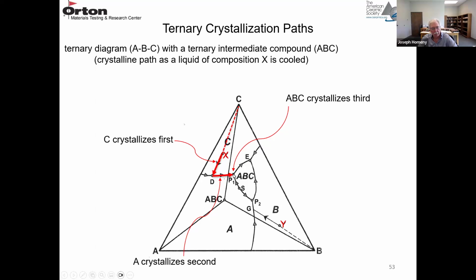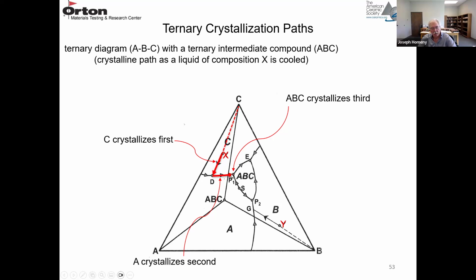We move in this direction. A is now crystallizing out because we're in the A phase field, and we finally end up at this point, P1, this peritectic point. There's 2 peritectic points, P1 and P2, and a eutectic point, E. And then ABC crystallizes out first. So we start out in the compatibility triangle, C, ABC, and A. So we have to end up with C, A, and ABC.